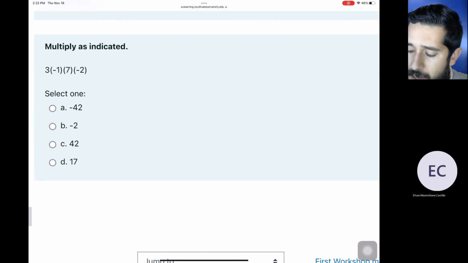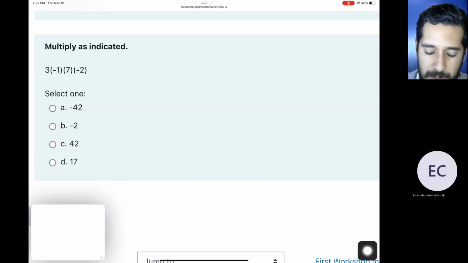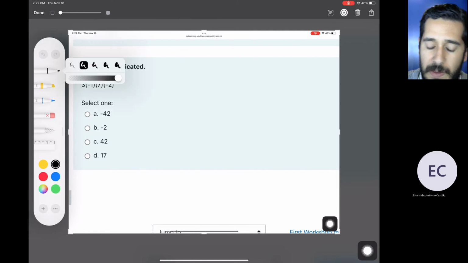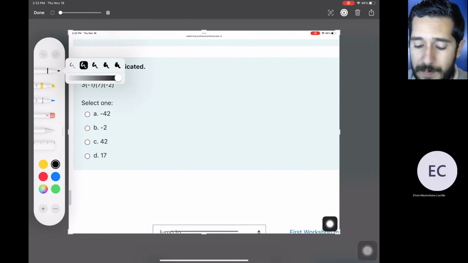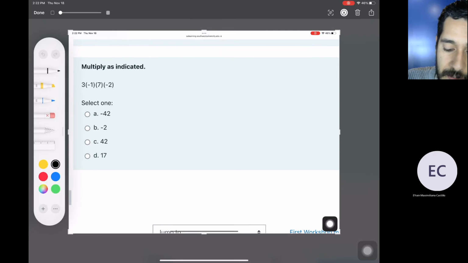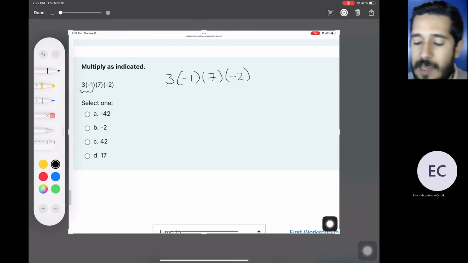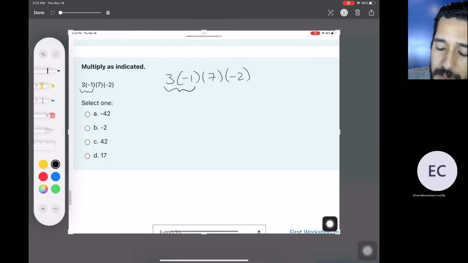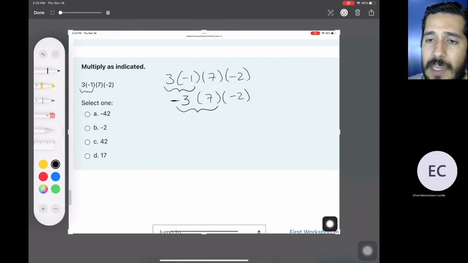What happens when I have several numbers multiplying, not only two factors? Okay, that's fine. You can do those one by one. Okay, so 3 times negative 1 times 7 times negative 2. So what I'm going to do first is multiply the first two factors. Okay, so 3 times negative 1, and then later on I'll multiply times 7 and times negative 2. So 3 times negative 1, two numbers with different signs, that means a negative result. And 3 times 1 is 3. I still have to multiply times 7 and times negative 2. And that's what I'm going to do next.